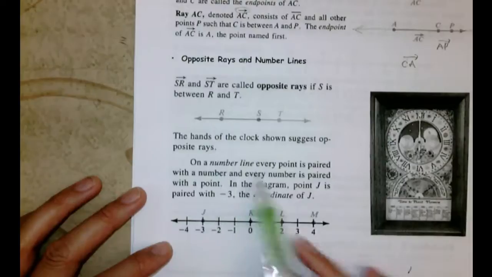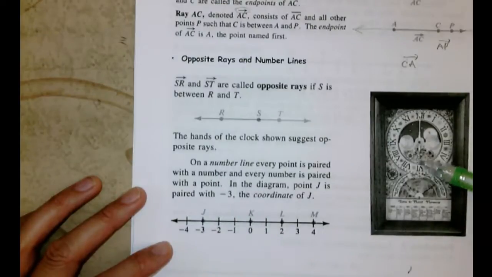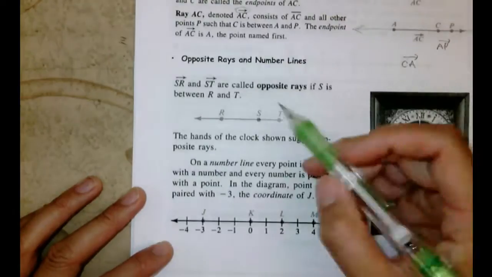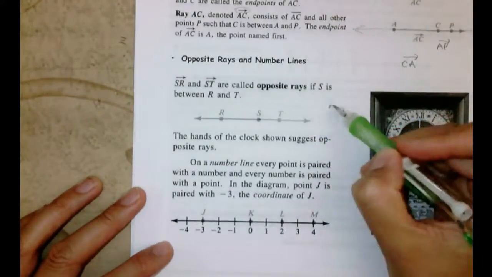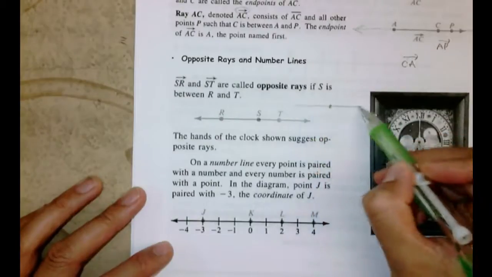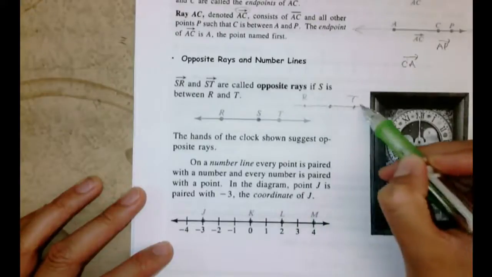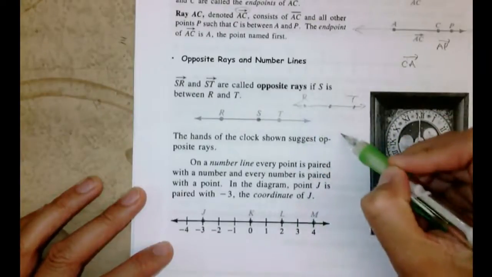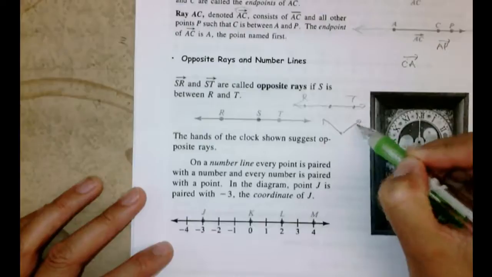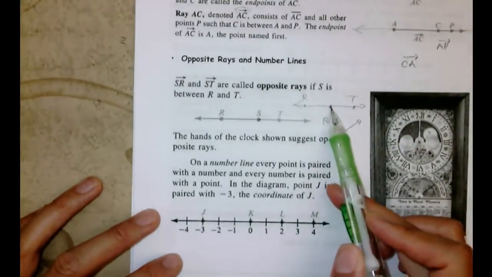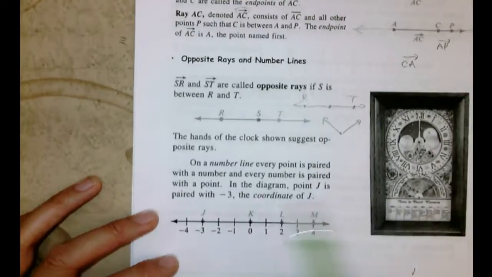On the number line, okay, so if this is like 6 o'clock, right? So that's one ray, and that's another ray. But it has to be in a straight line, right? S has to be between R and T. It has to be a straight line to be opposite rays. So if you have something like that, these are not opposite rays. Okay, for opposite rays the point has to be in between.